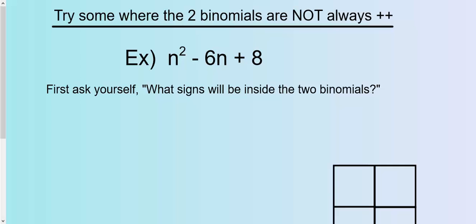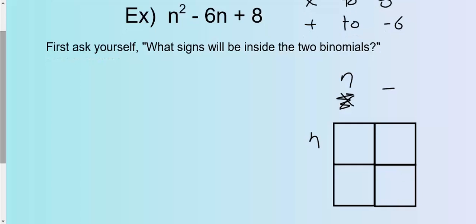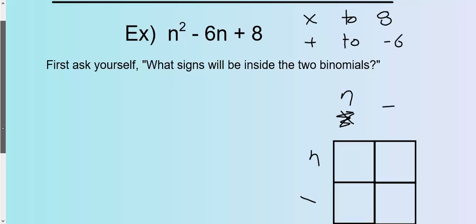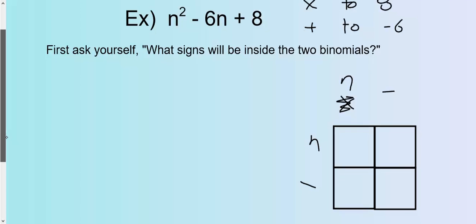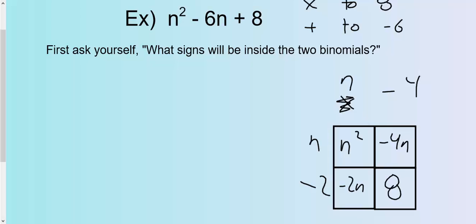Okay, here we go, negative sign. So multiply to 8, but add to negative 6. In order to multiply to a positive number, they both have to be negative. So it's going to be n minus, n minus. They both have to be negative, so negative 4 and negative 2 would work, because negative 4 times negative 2 is positive 8. Then you have negative 4n and negative 2n, and together those give you the negative 6. So we have n minus 4, and n minus 2.